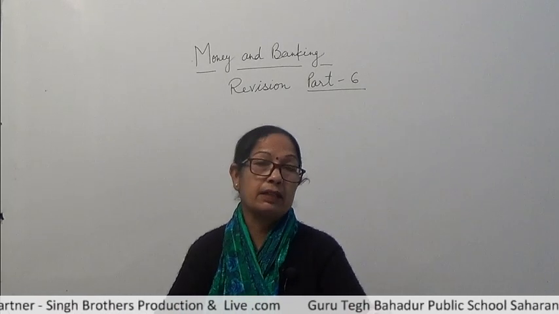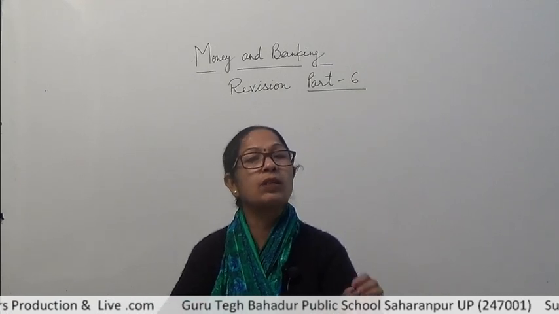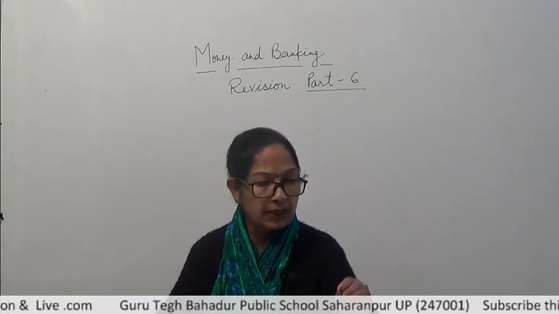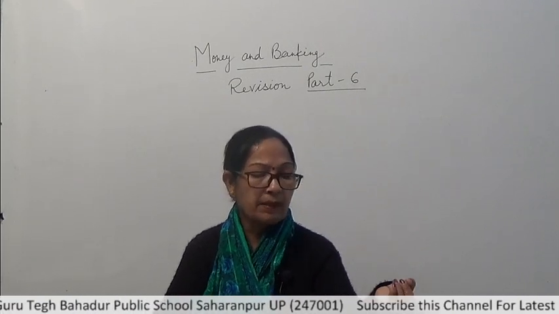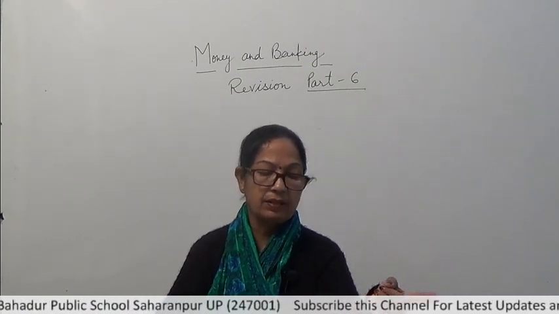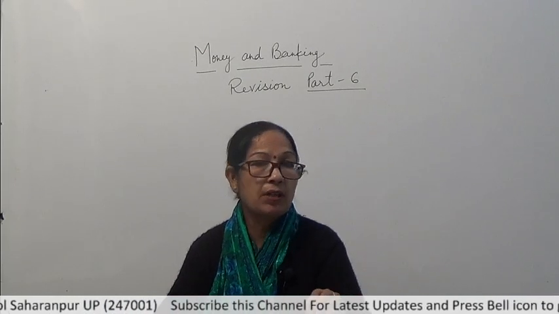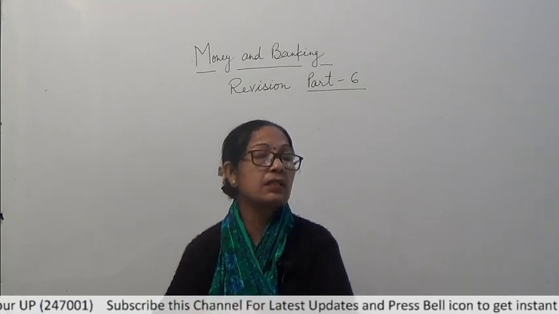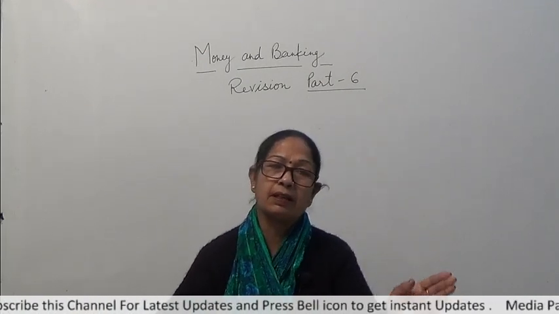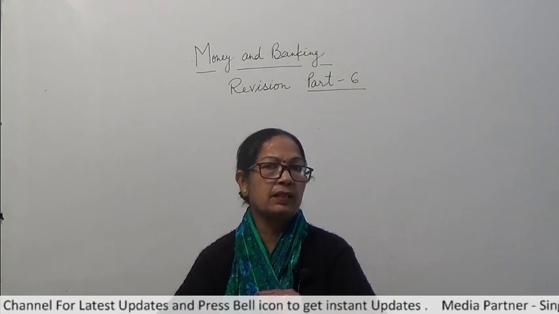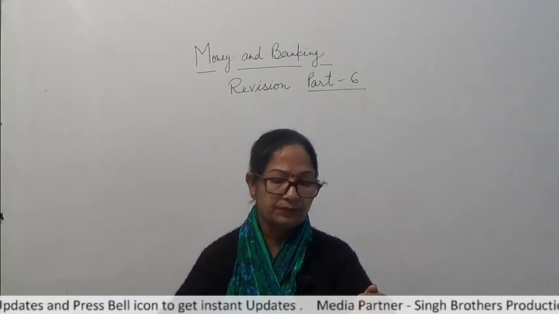Next is CRR, cash reserve ratio. Commercial banks are required under the law to keep a certain percentage of their total deposits with the central bank in the form of cash reserves. This ratio is called CRR, cash reserve ratio. In times of inflation, CRR is increased. Commercial banks have to deposit more than before with the RBI and their lending capacity reduces and credit is controlled.